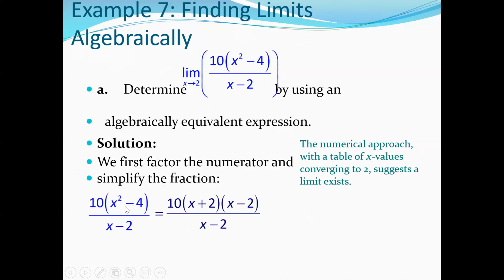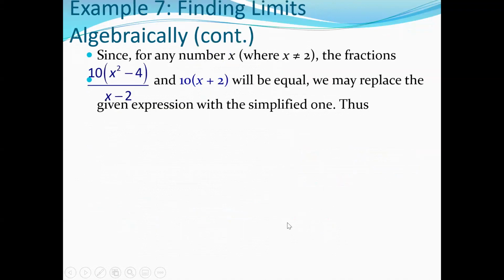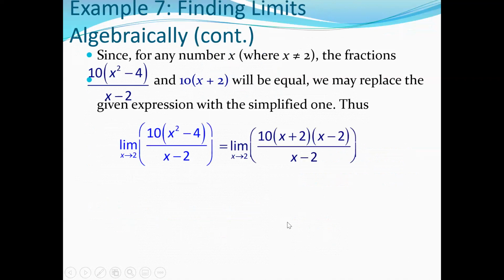This is the expression. We can use the difference of two squares: x squared minus 4 gives us (x plus 2)(x minus 2). Then we cancel x minus 2 with x minus 2. So this will give us 10(x plus 2). Now we can solve this question. The limit of 10(x plus 2) as x approaches 2, we substitute the 2 and we get our solution. So our solution here will be 40.